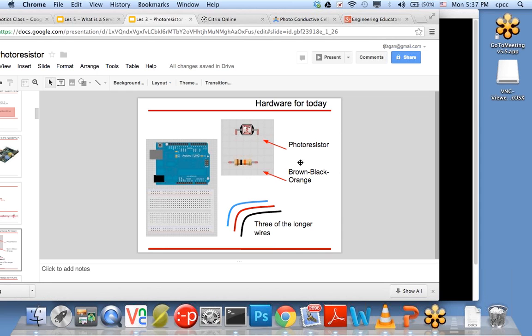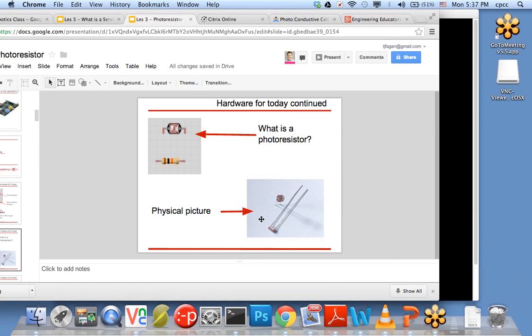So let us start. Today, this is what you're going to need. When you get all of this, let me see your hand. We need the Arduino, one thing, and then the half breadboard. Then we need a photoresistor. If you want to see a live photoresistor, this is a live photoresistor right here.